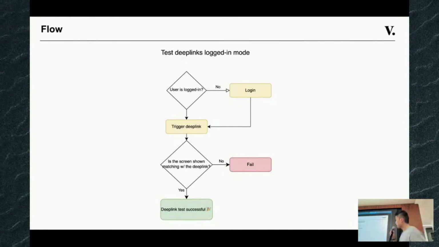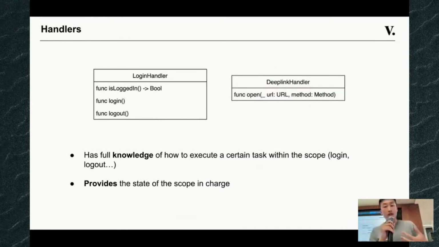Then, as you can see here, in terms of action, we have login, trigger deep link. So for that, you will need to create some kind of handlers that will have full knowledge on how to execute a certain task within the scope. For example, we have the login handler that will know how to log in at Vestiaire Collective, know how to log out at Vestiaire Collective, and know how to know the login status at Vestiaire Collective. So those handlers will also provide the state of the scope in charge. We also have the deep link handler.